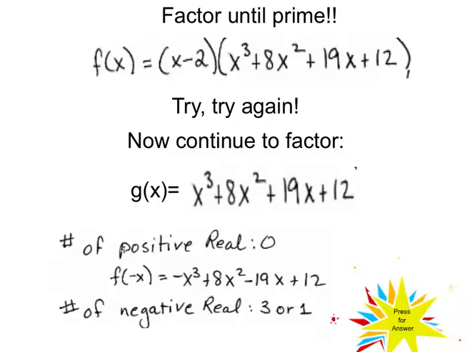So I did that, and I found that I have 0 positive real roots, which I expected because my function f had exactly 1, and I had already found it. The number of negative real roots, I did f of negative x, and I found that there were 3 sign changes, so it's 3 or 1.